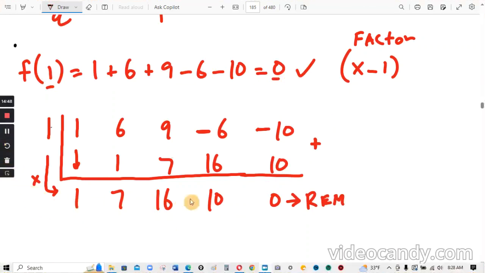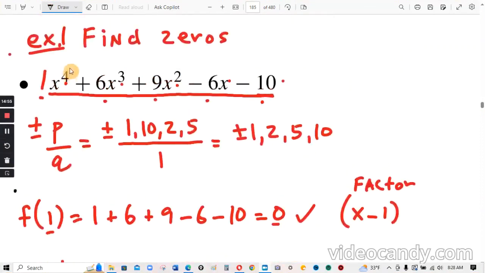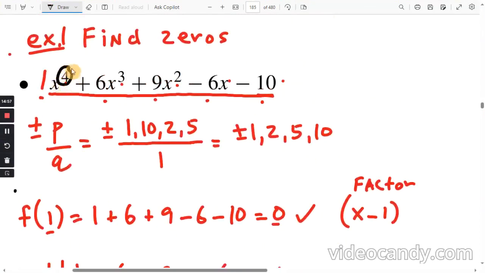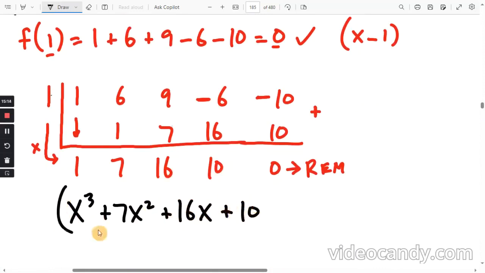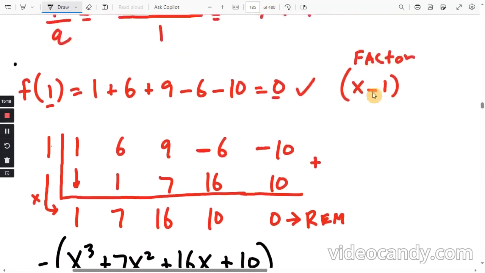Now, these are the new coefficients. Now, 1 is times x. Let's see. Well, we started with x to the 4th, so this one is going to be times x to the 3rd. And then you just count down. The 7 is times x squared. The 16 is times x. And the 10 does not have an x. All right. And this whole thing is going to be multiplied by x minus 1 because we said x minus 1 is a factor.